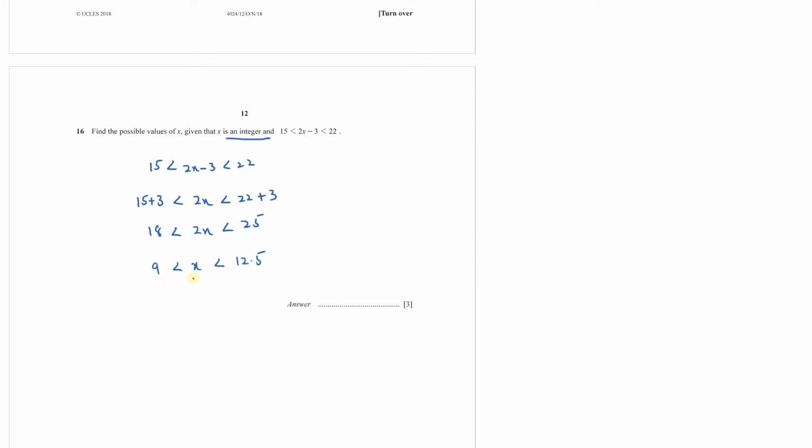So what are the integers between 9 and 12.5? You have 9 here on the number line, and then 10, 11, 12, and then somewhere here is 12.5. Since this is greater than, not greater than or equal to, 9 is not included. So you have 10, 11, and 12, and then 12.5 is the top limit. So you can't have any other integer values. So your answer is 10, 11, and 12.